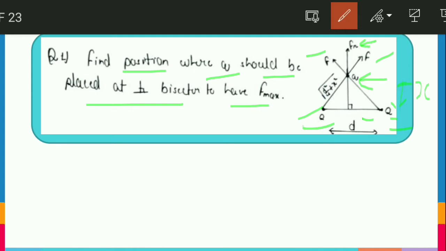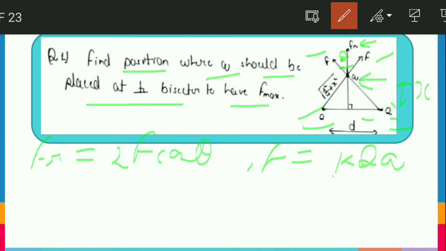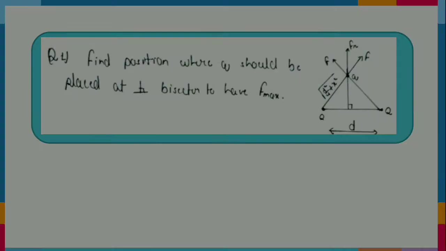Let's calculate this. From the figure, Fr should be equal to 2F cos theta, where theta is this angle. And F, from Coulomb's law, is k Q q upon the whole square of root over d square by 4 plus x square. So only this thing will remain. Let's put this value here and move to the next slide.